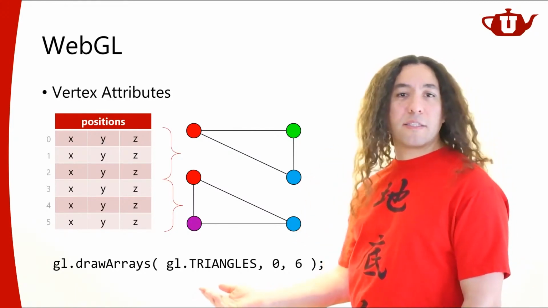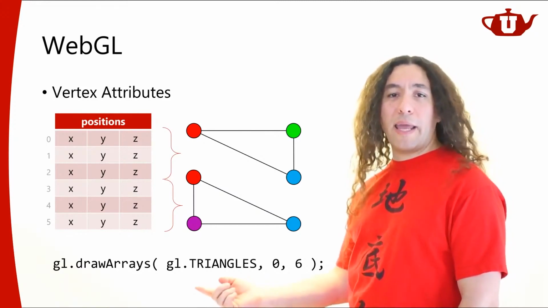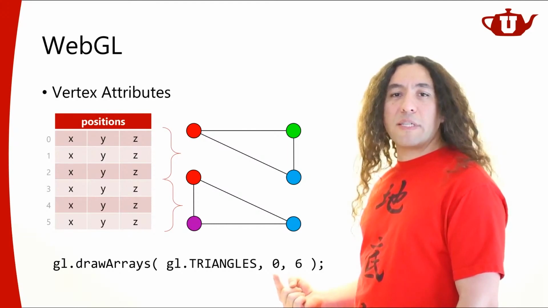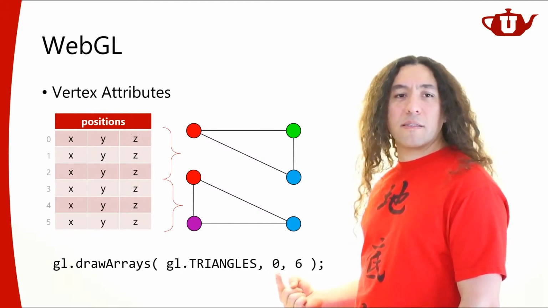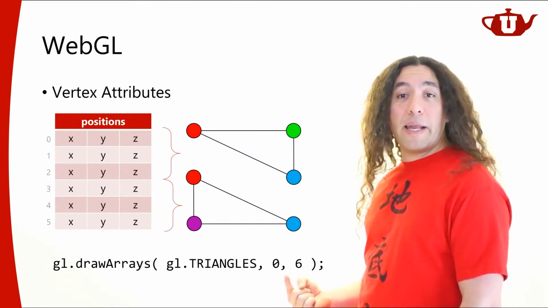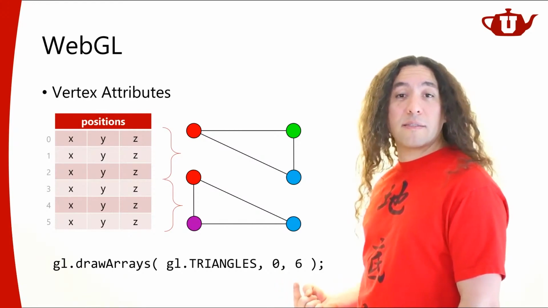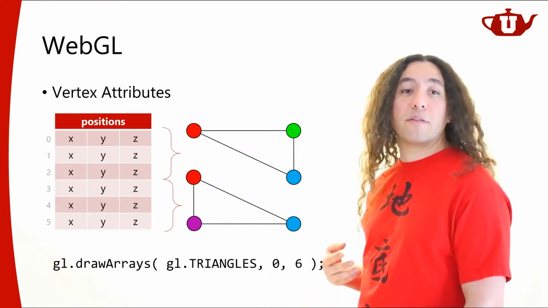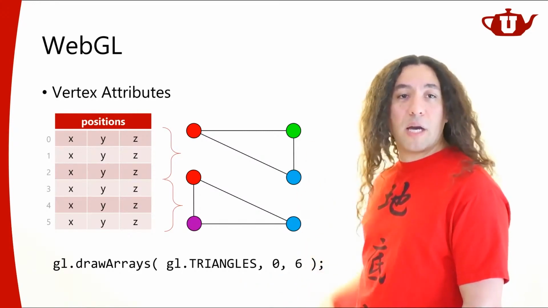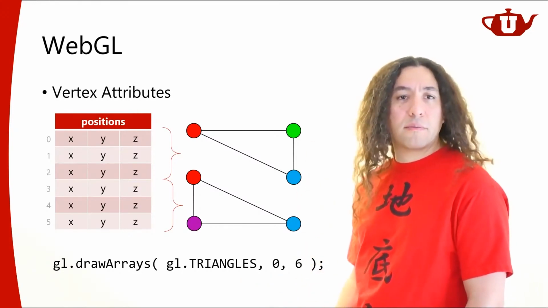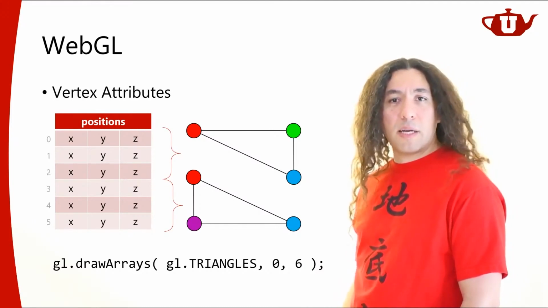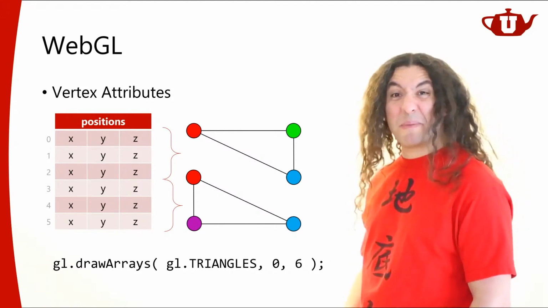So by calling this gl.drawArrays and saying that, hey, I'm drawing triangles, and I'm going to draw vertices starting from vertex 0, and I'm going to draw 6 vertices. Because it's 6 vertices and I'm drawing triangles, that means I'm drawing 2 triangles, right? And my GPU will just draw 2 triangles using this. Good enough? All right, well, good enough, maybe not.